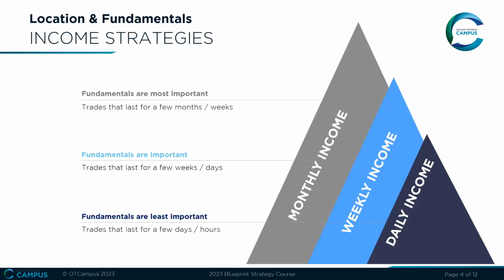These are the income goals or the income strategies that we usually follow. There's what we call daily income, there's what we call weekly income, and there's what we call monthly income. Daily income, a synonym for daily income would be intraday trades. Weekly income, you could call them swing trades. Monthly income, you could call them position trades and all long-term investments.